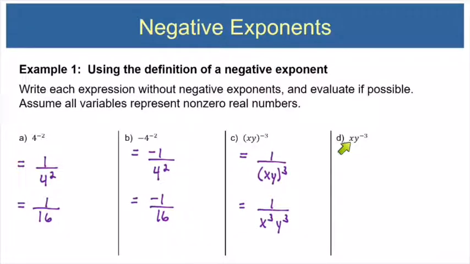Now look at part D. Here we have x times y to the negative third, and there are no parentheses. So in this case, the negative 3 exponent is applying only to the y. So the x is going to stay in the top, and the y to the negative third is going to move to the denominator so it can become y to the positive third. So we're going to have x over y to the positive third. Since no further simplifying is possible, and all of our exponents are positive, this is in final form.